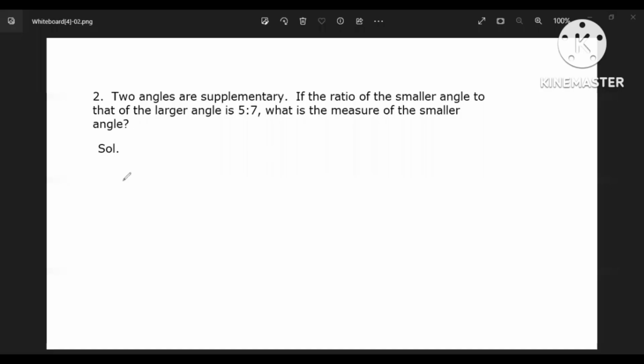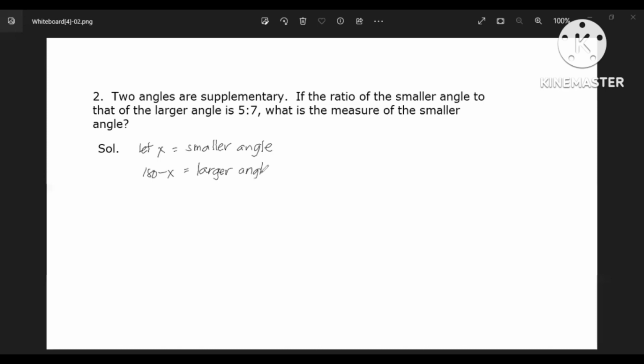Okay, let's go to number 2. Two angles are supplementary. If the ratio of the smaller angle to that of the larger is 5:7, what is the measure of the smaller angle? So let's start with the representation. Let x be the smaller angle. So if x is the smaller angle, then the larger angle would be 180 minus x, since they are supplementary angles.